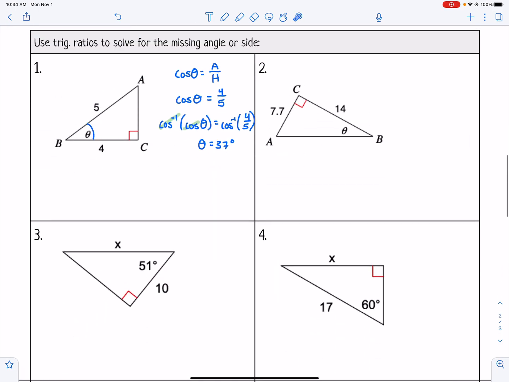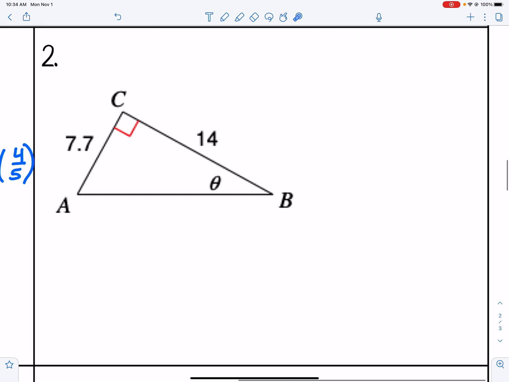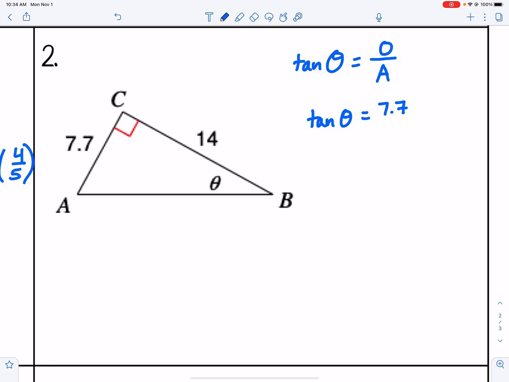So to solve this problem, we need tangent. So we're going to set up tangent of theta. So tripping over apples. That's how I set that up. Tangent of theta equals opposite over adjacent. And I want to know theta, so I'll just keep that as my variable. Opposite was 7.7 because that's across the triangle from where theta is located. And the adjacent side is the 14. So that goes at the bottom. Same thing that we did before.